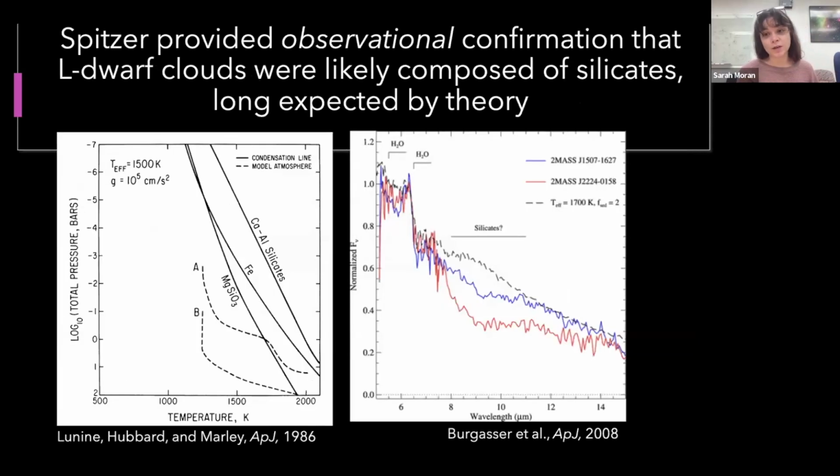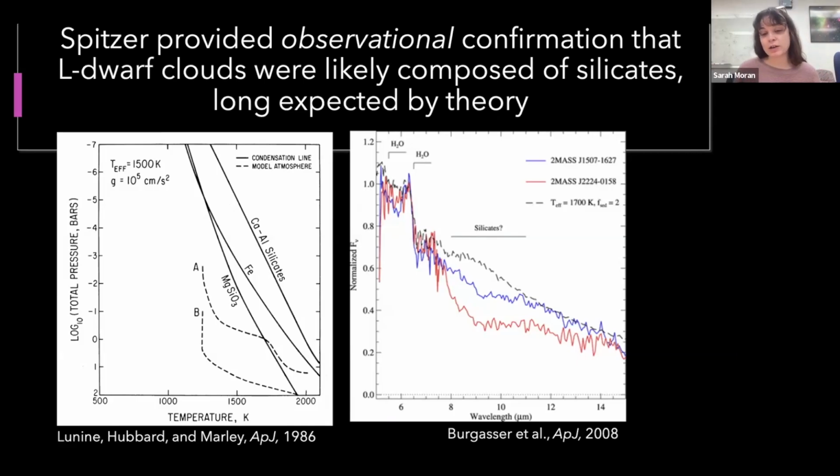And even before we had those observations, we were pretty sure, based on just simple thermodynamics, that these were some sort of silicate. And so on the left here, I'm showing you some temperature pressure profiles of some brown dwarfs in these dotted lines, in this A and B. And then the solid lines are showing the condensation points or lines of various kinds of species. And so you can see that MgSiO3 line is directly crossing over this A pressure temperature profile at pressures where we are probing observationally.